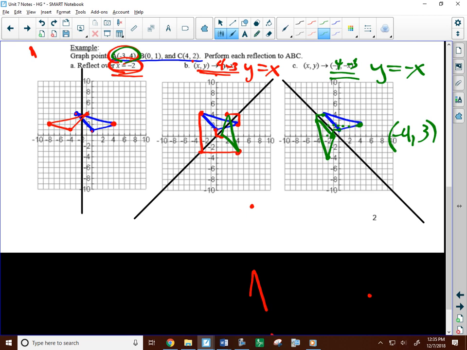Is there anything I can clarify or answer about the final couple examples there with reflections?